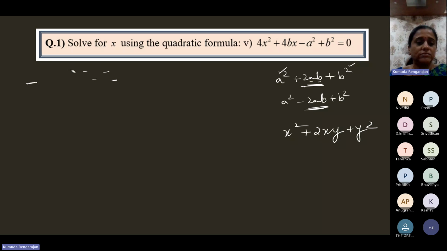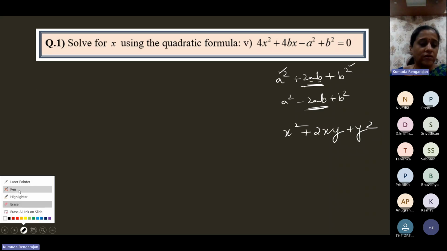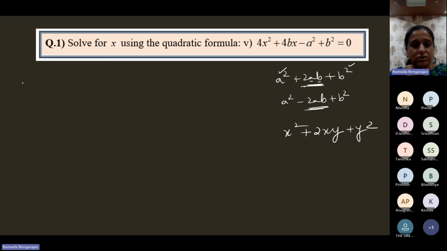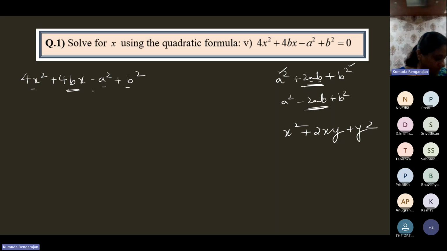To show you again, this equation can also be solved by the factorization method. 4x squared plus 4bx minus a squared plus b squared. These three terms are square terms, they're perfect squares: 4x squared, a squared, b squared. This one is not a perfect square.